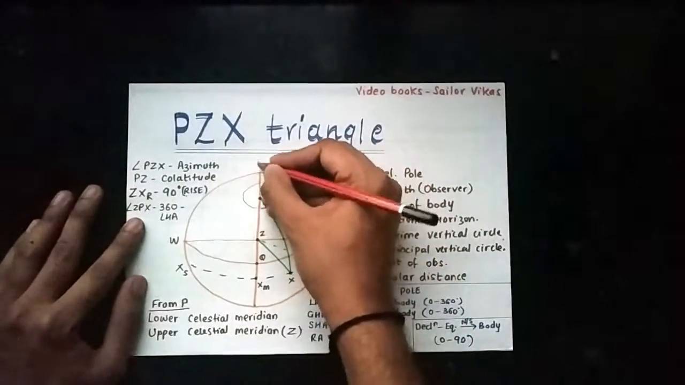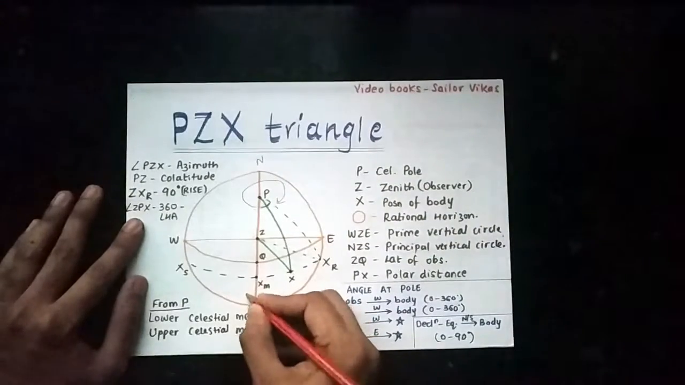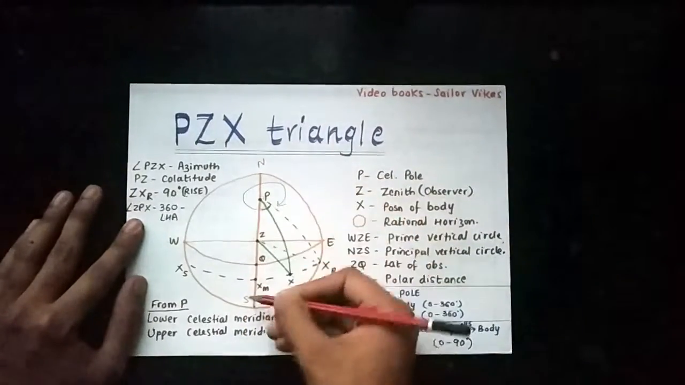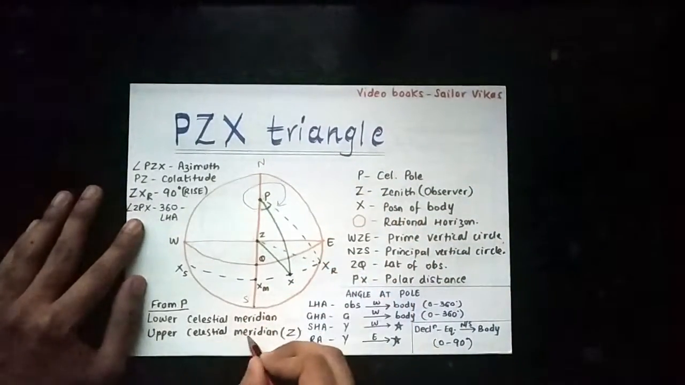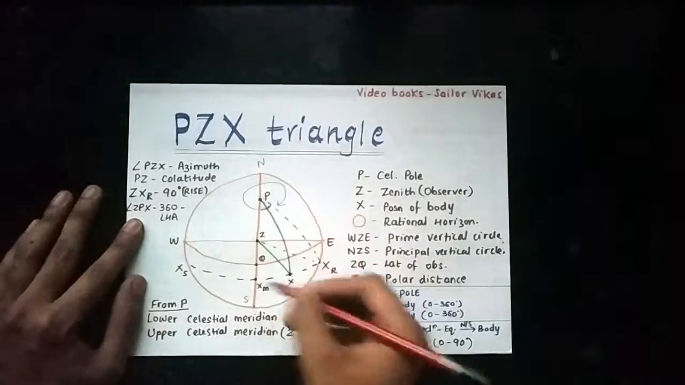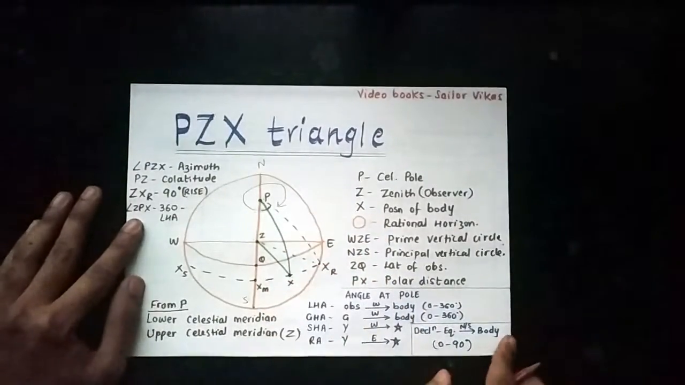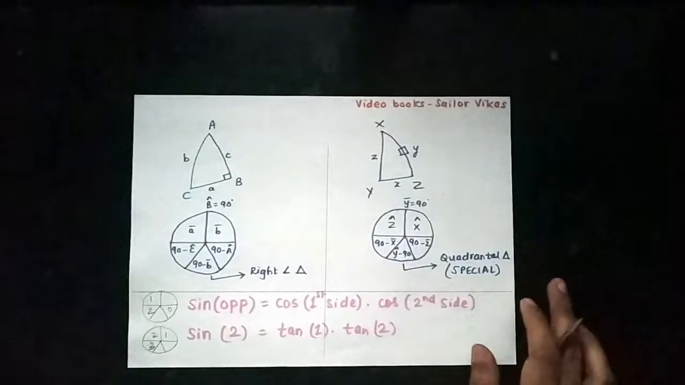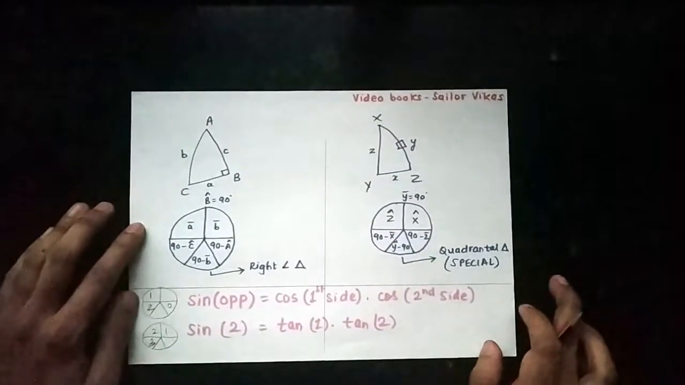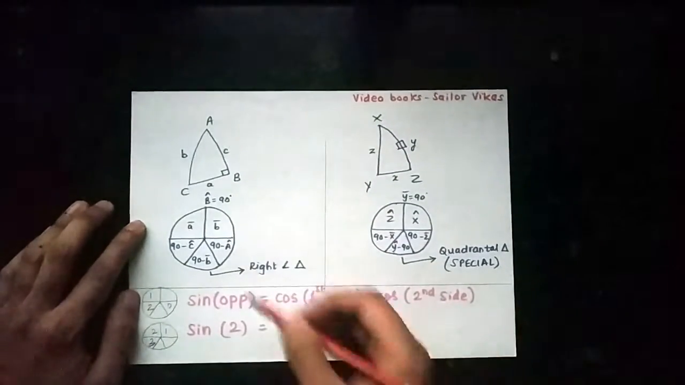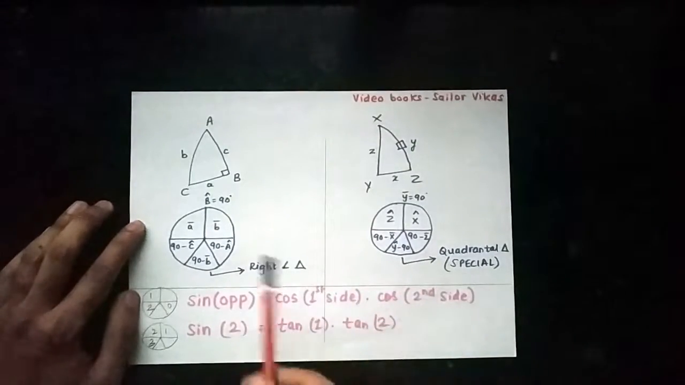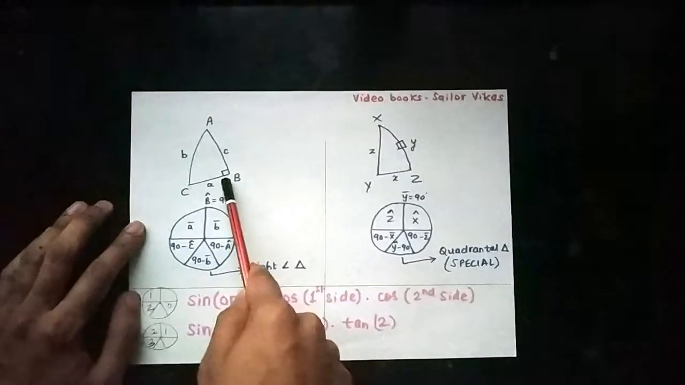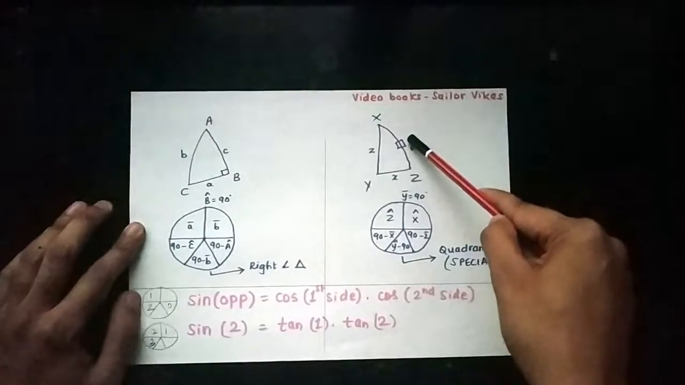Let's say if I give names here N and here S, so PS will be my upper celestial meridian because the zenith comes in this meridian. So this is very simple, just remember this. So now let us see how to calculate the PZX triangle. Here I have taken two things. Either you have an angle of 90 degrees or you have a side of 90 degrees.